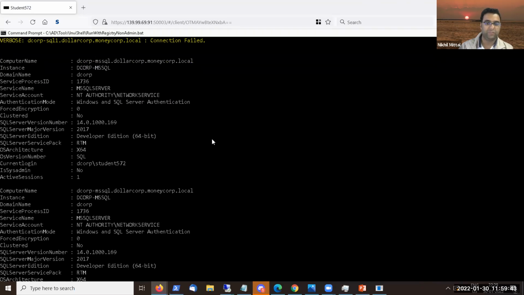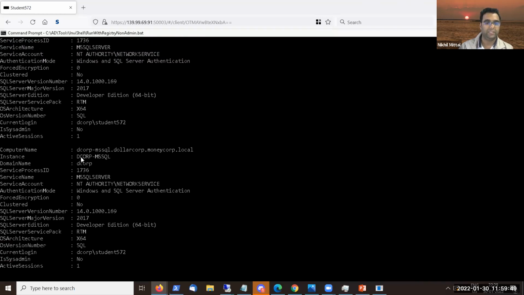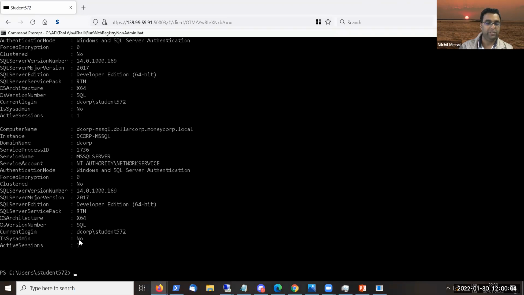As the current user, we can connect to a couple of instances on dcorp-mssql. So on dcorp-mssql, there is an instance that runs with the same name. The service is Network Service, that is, no special privileges available to the service. It is a SQL Server 2016 Developer Edition, a 64-bit machine. And we do not have sysadmin privileges.